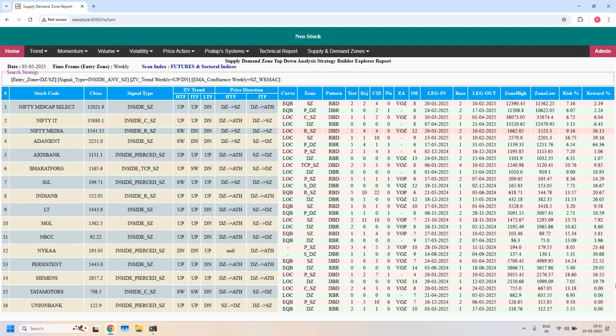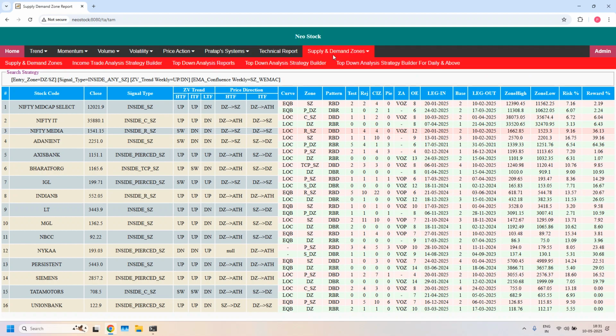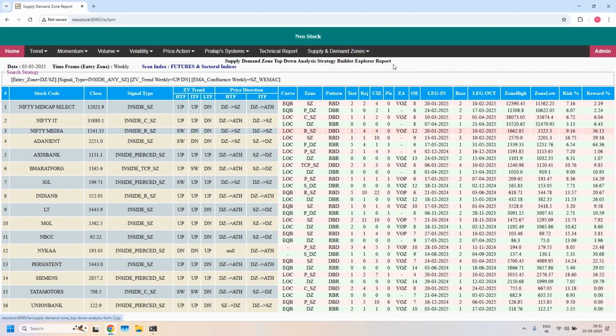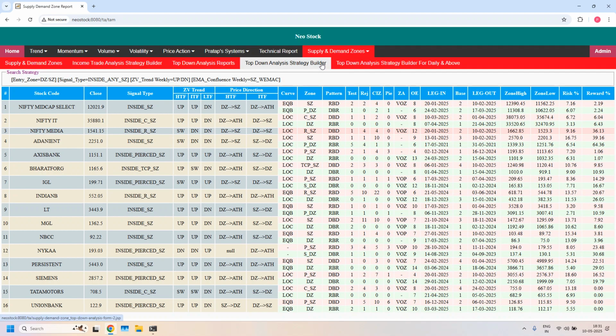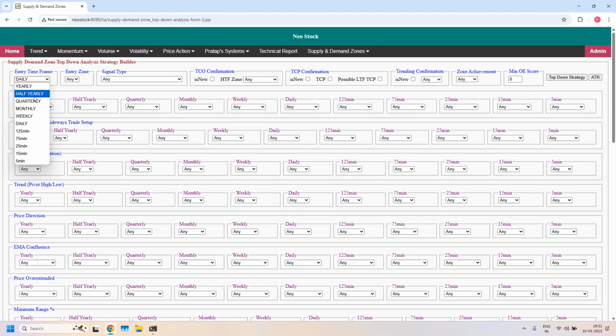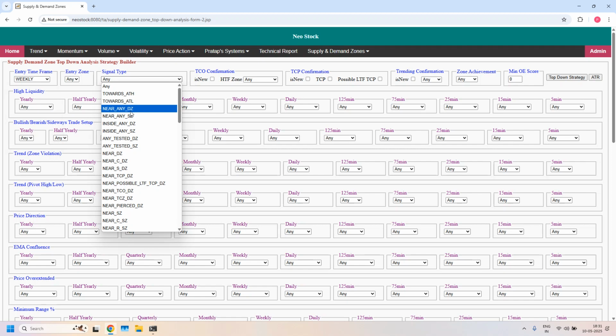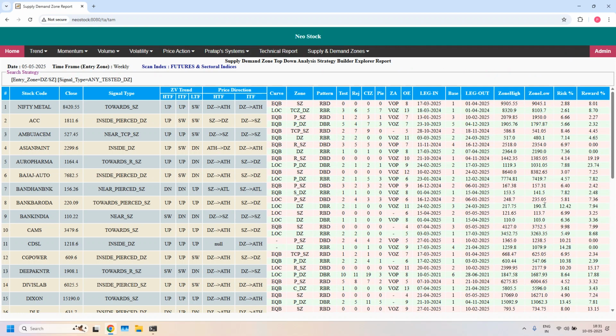Okay, next we generate a few additional reports for the weekly time frame. The tested weekly demand and supply zones, let us find. So let's find the stocks tested during this week. So all these weekly demand zones are tested during this week. All these stocks having weekly demand zones. Scrolling the list down.